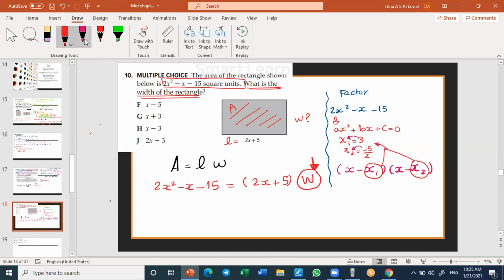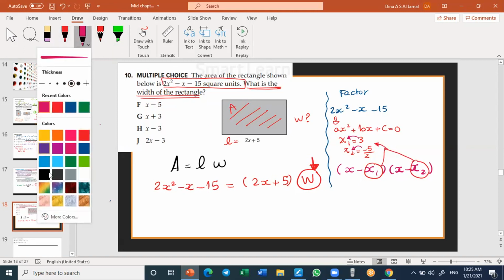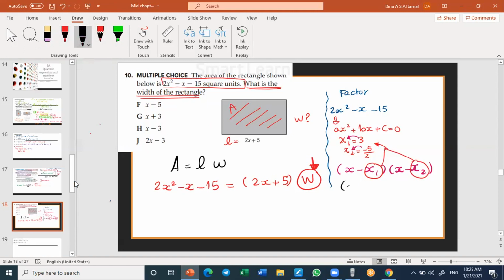So now let's substitute. x minus 3, x minus minus 5 over 2. So it's like what I told you, that you will be putting minus 5 over 2 next to the x2, so it will be turning into plus. So x minus 3, x plus 5 over 2.